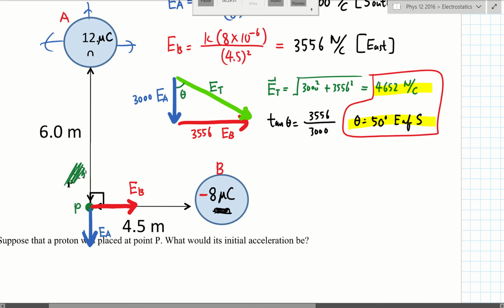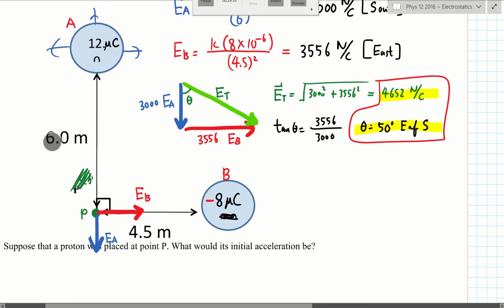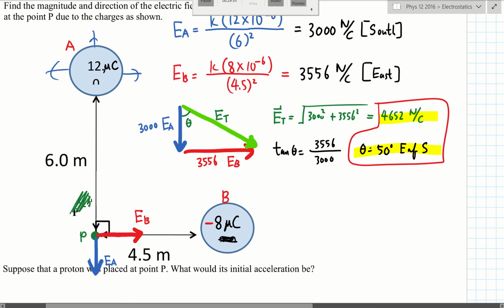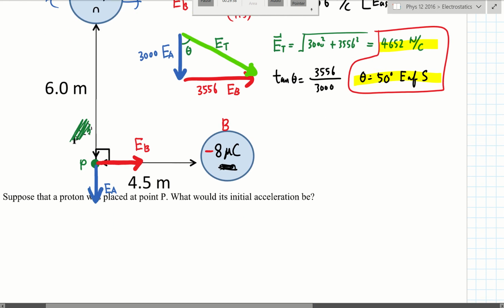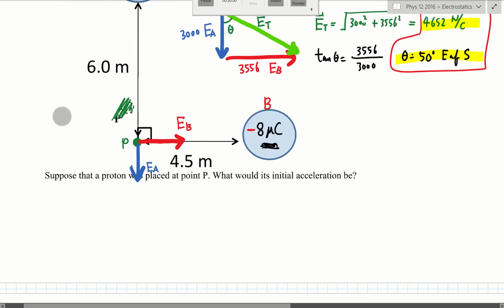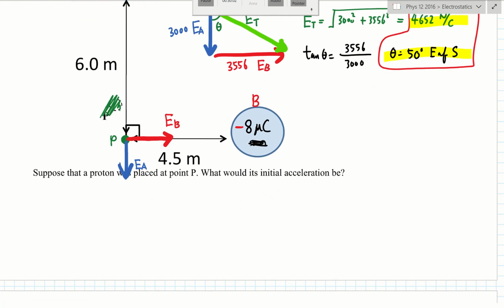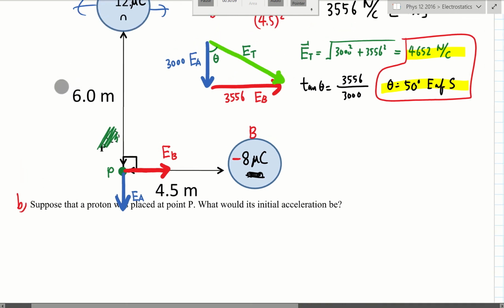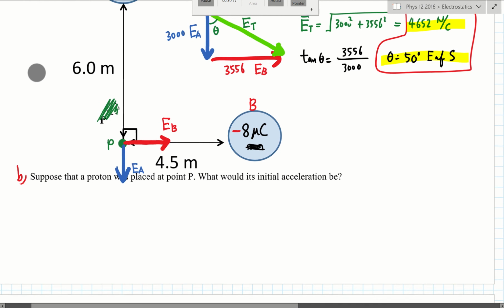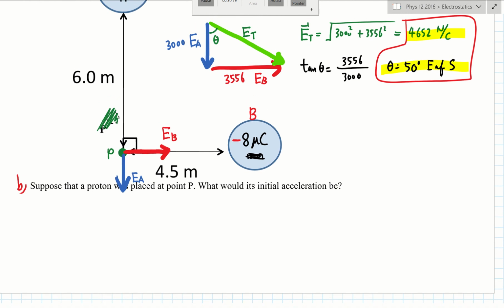All right, so that is the hard part, because you have to end up using the vector diagrams to find the final things. So now the next part of the question, actually there is a part B, which is here. Suppose you put a proton in point P. Okay, suppose at point P, instead of just being a space, you put a proton in it, which is a positive charge. Now, that proton is going to get pushed by the electric field going in the same direction as the total electric field.